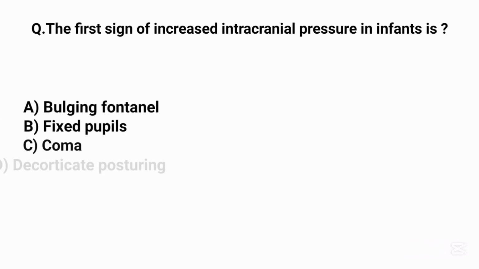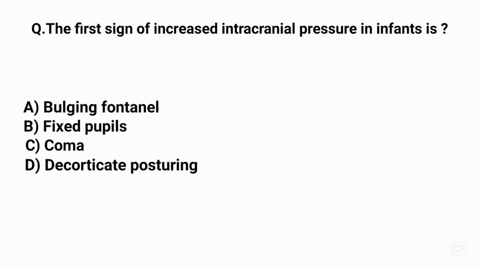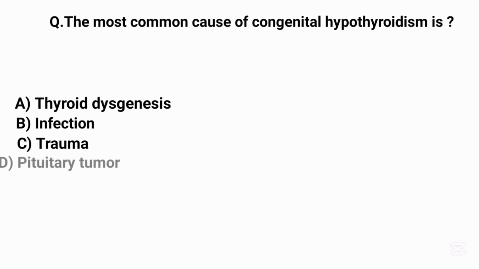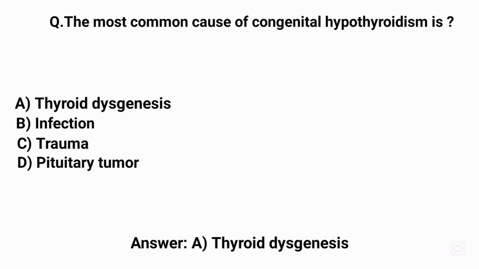The first sign of increased intracranial pressure in infants is. Correct answer is option A, bulging fontanelle. The most common cause of congenital hypothyroidism is. Correct answer is option A, thyroid dysgenesis.